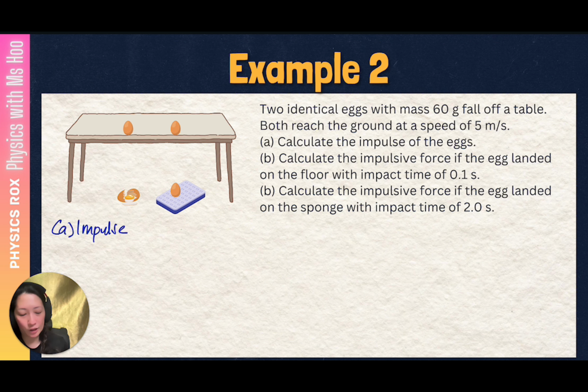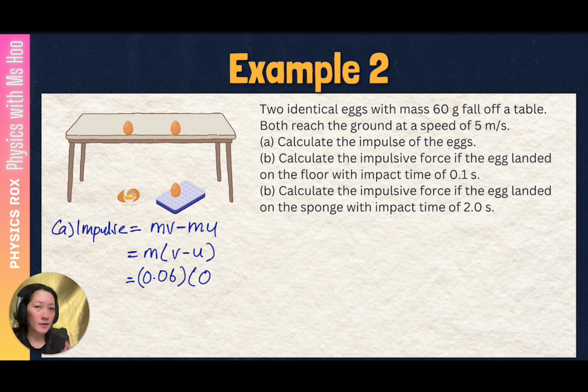So impulse is a change of momentum. We'll take it as mv minus mu. The mass is 60 grams. I'm going to convert it to kilograms because it's much better to write it in SI units. Now to make it easier, I'm just going to factorize m because then we don't have to substitute so many times. We have 0.06 kilograms for mass, and then v of course is 0 because it comes to a stop. That's the final velocity. So the initial velocity would be the speed at which it reaches the ground. That's 5. And this gives us a value of negative 0.3 Newton second.